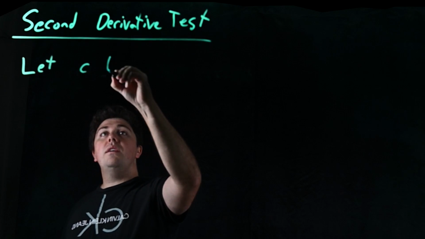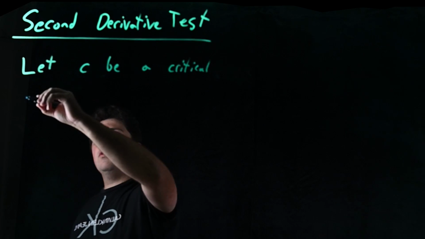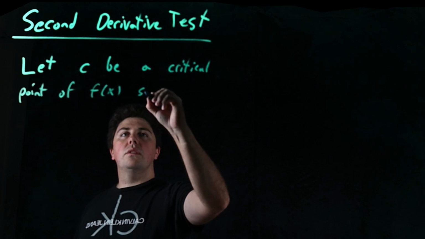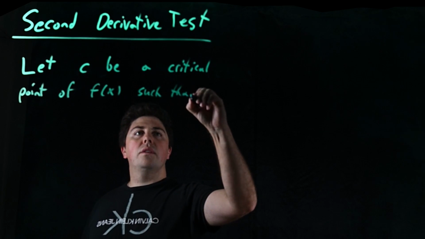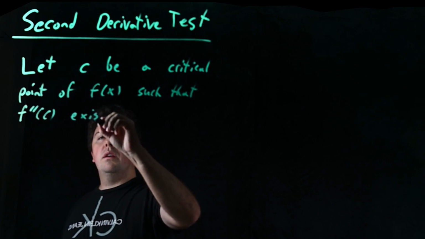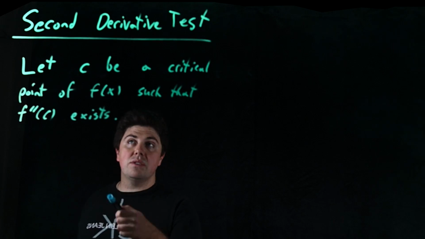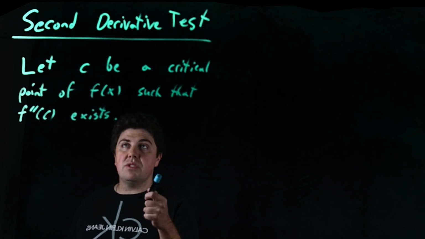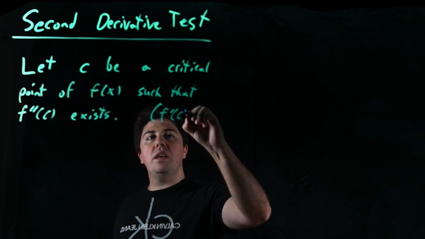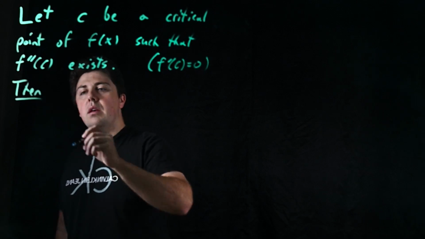Let c be a critical point of f at x such that f prime prime of c exists. So remember, a critical point, in this case, if the second derivative at c exists, we need to have that the first derivative exists, so of course this is a point where the first derivative f prime of c is equal to 0. So then, what can we say?